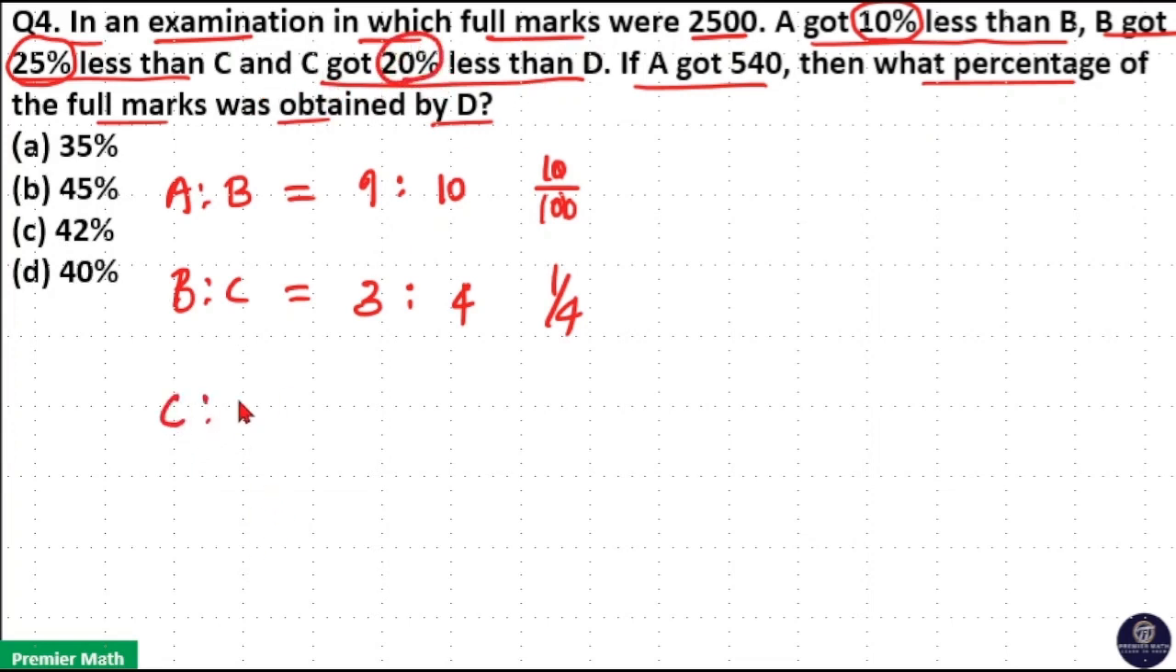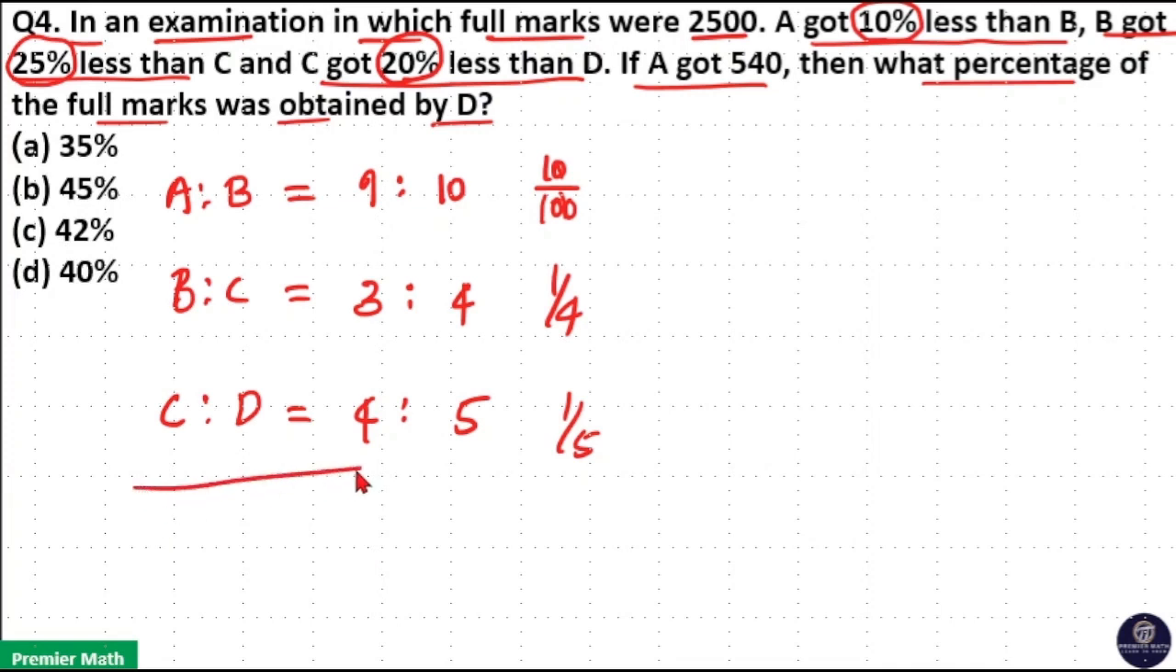Again, C got 20% less than D. So C is to D ratio. Here 20% means 20 by 100. 20 goes 5 times in 100, that is 1 by 5 is the ratio. So if D got 5 marks, then C got 5 minus 1, 4 marks, 1 less than D, that is 4 marks.